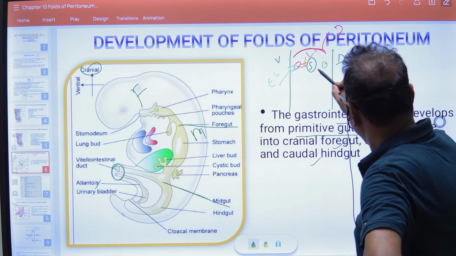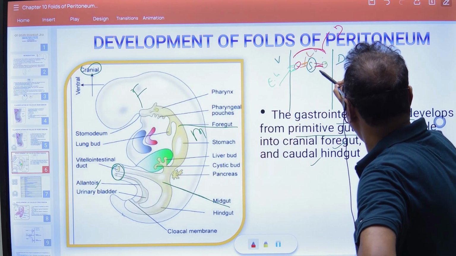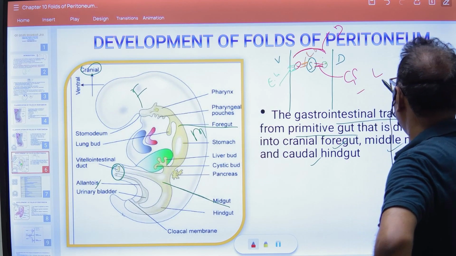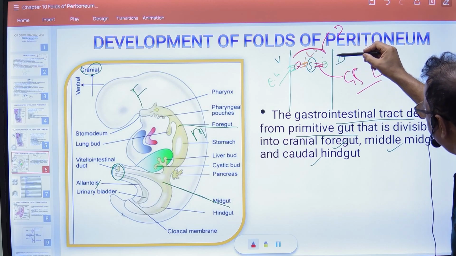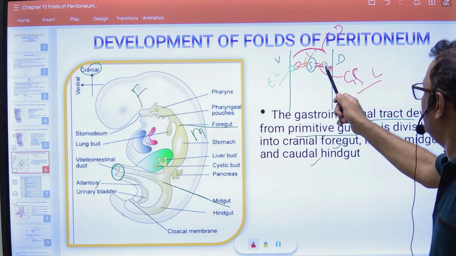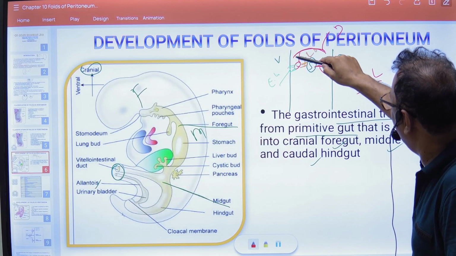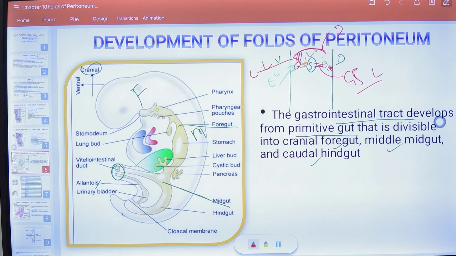So posteriorly, the spleen is connected to the stomach by means of the gastrosplenic ligament. The gastrosplenic ligament connects the stomach to the spleen. The spleen is connected to the kidney over here. This is the lienorenal ligament. And the liver is connected to the diaphragm by means of the coronary ligament.